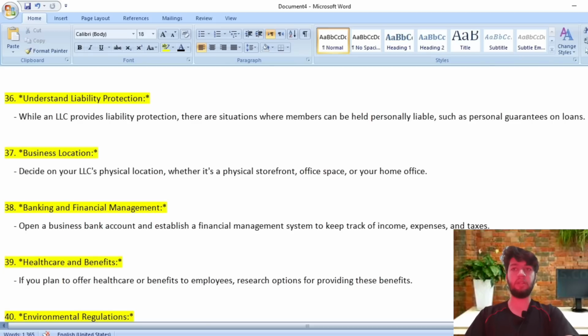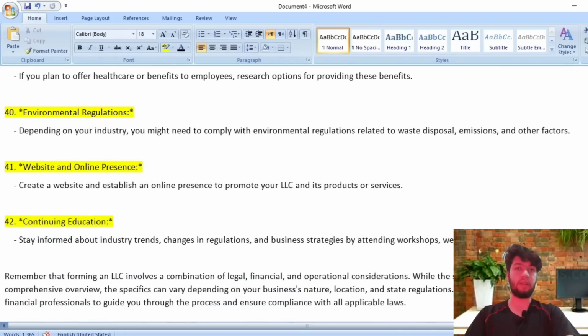Banking and financial management. Open a business bank account and establish a financial management system to keep track of income, expenses, and taxes. Healthcare and benefits. If you plan to offer healthcare or benefits to employees, research options for providing these benefits. Environmental regulation. Depending on your industry, you might need to comply with environmental regulations related to waste, disposal, emissions, and other factors.